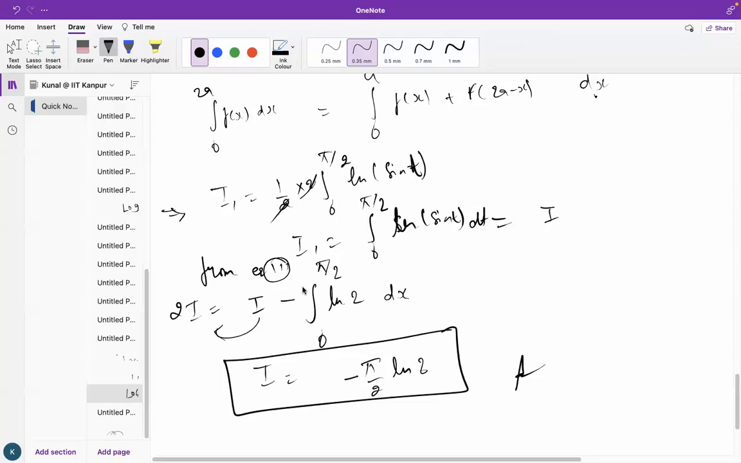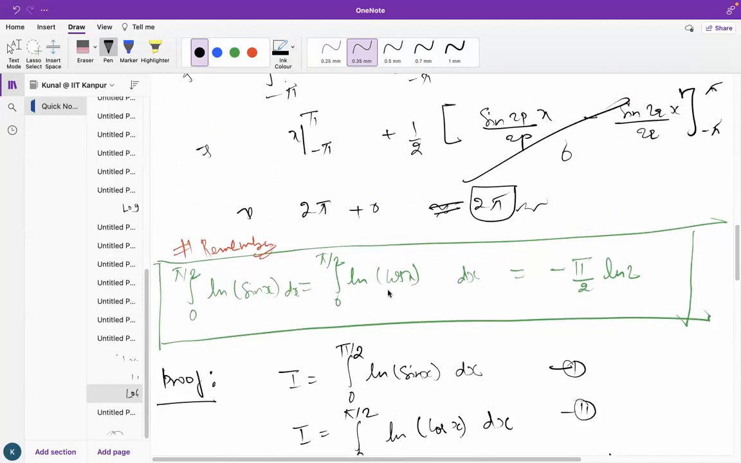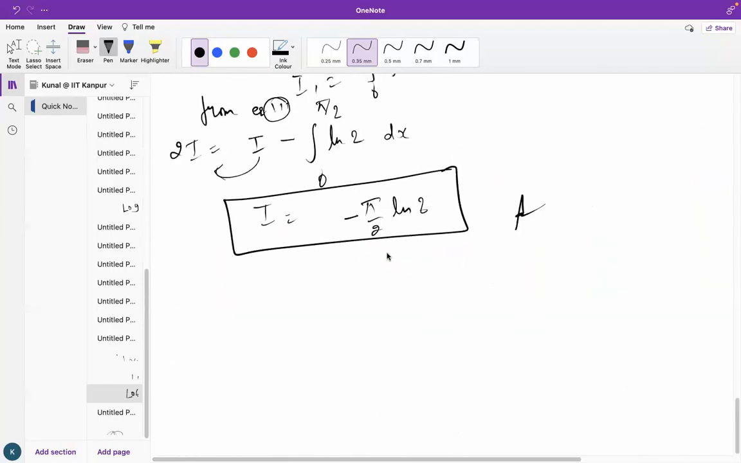So let me go through the next problem. So our next problem looks something like this. Try to remember it, because this is used as a standard result. Let me show you in the next problem how we use this integration in the middle of another problem, which looks something like this. So let me take here, we are integrating from 0 to pi of ln of 1 plus cos x dx.